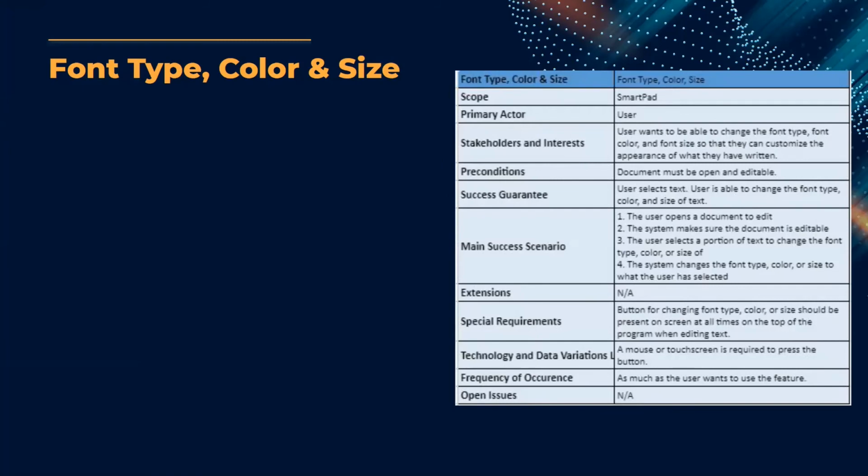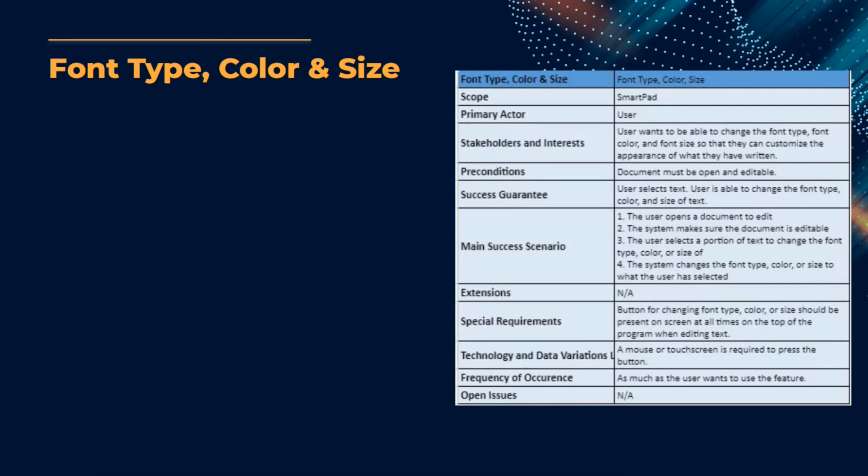And the main success scenario is the user opens the document. The system makes sure the document is editable. The user selects a portion of text to change the font type, color, or size of. And the system changes the font type, color, or size to what the user has selected.